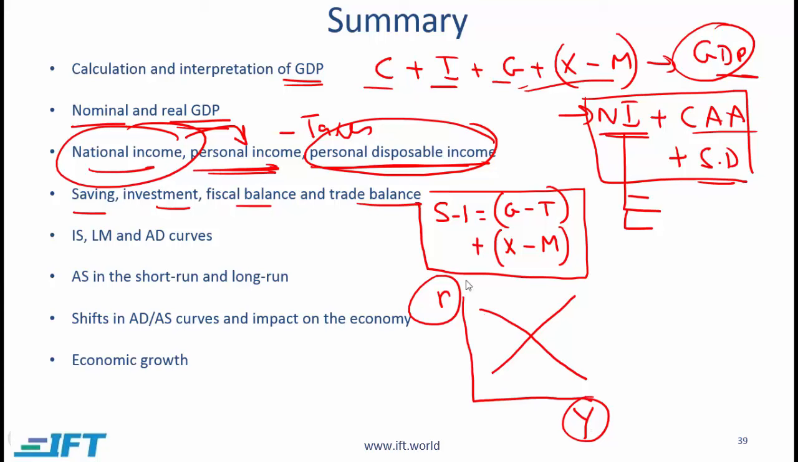Then it can be shown by combining the IS curve and the LM curve that we have a downward sloping aggregate demand curve where we have price level on the y-axis and output or income on the x-axis. In all these curves, the x-axis represents real output or real income. Sometimes you might also see real GDP because GDP is the real output or real income.